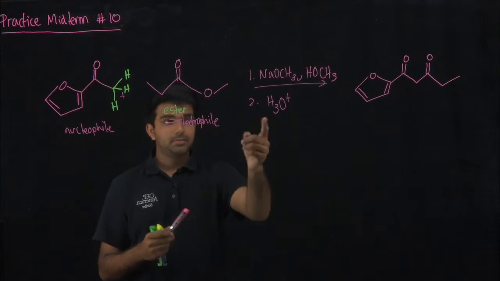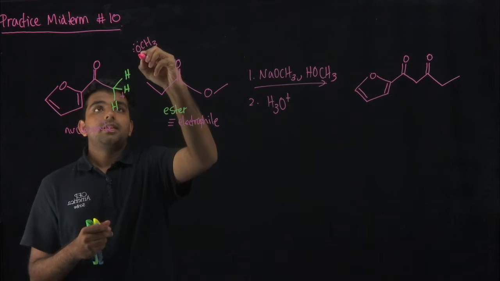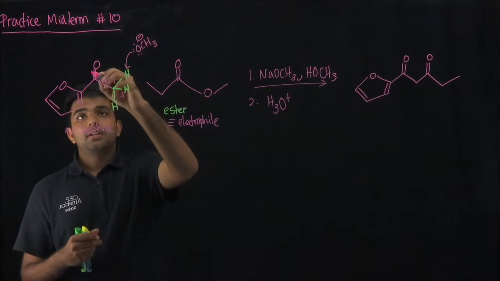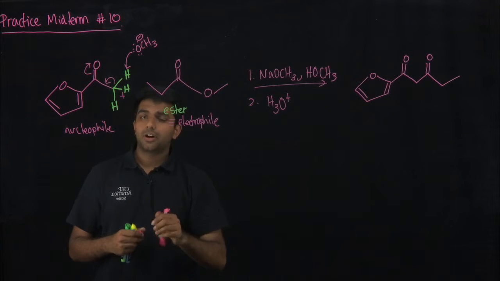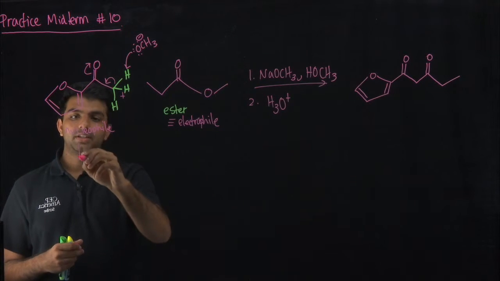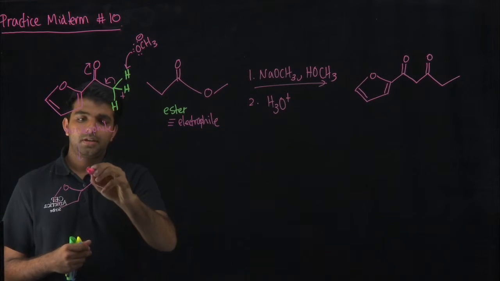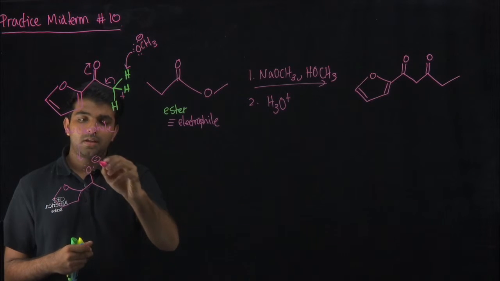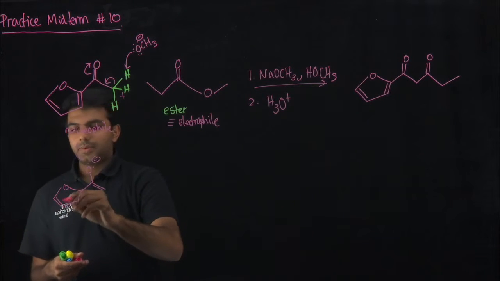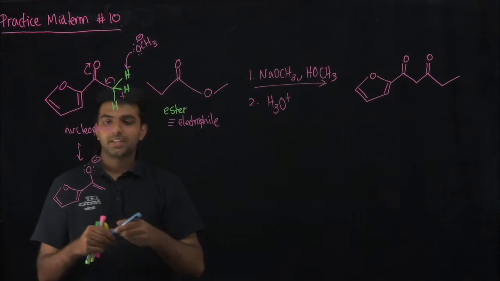So the first step is a base. In this case, we're using methoxide. And that guy is going to pick up an acidic hydrogen at the alpha position, moving the electrons between the carbonyl carbon and the alpha carbon, and putting those electrons onto oxygen, resulting in an enolate. So we'll draw that out real quick. And so now you have your nucleophile.